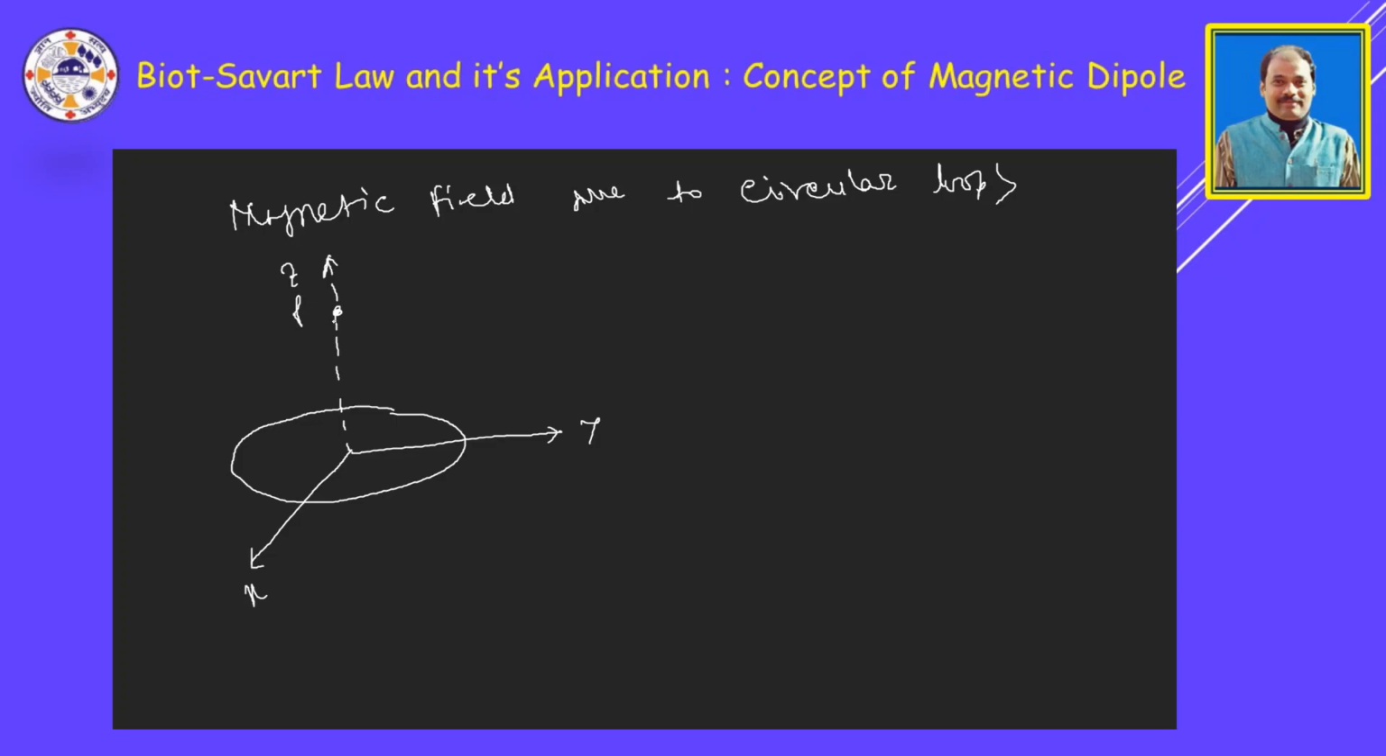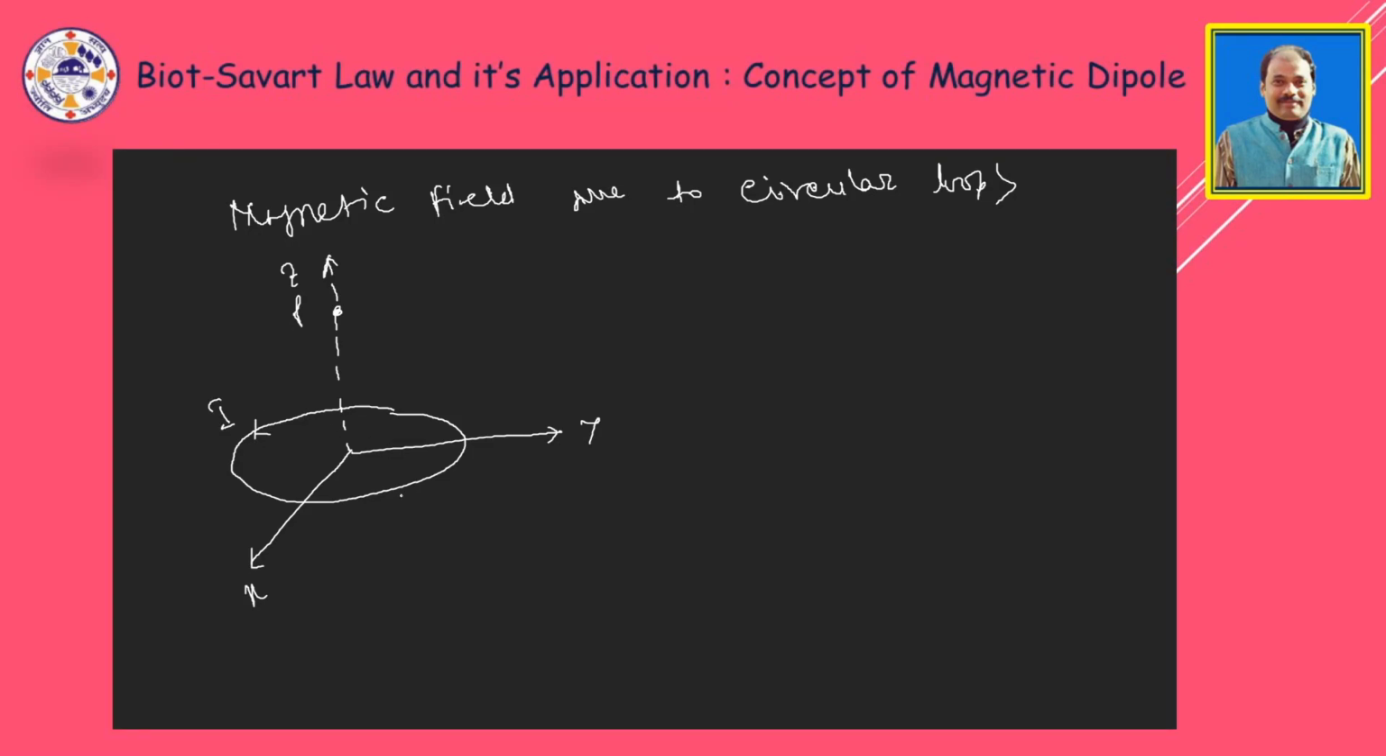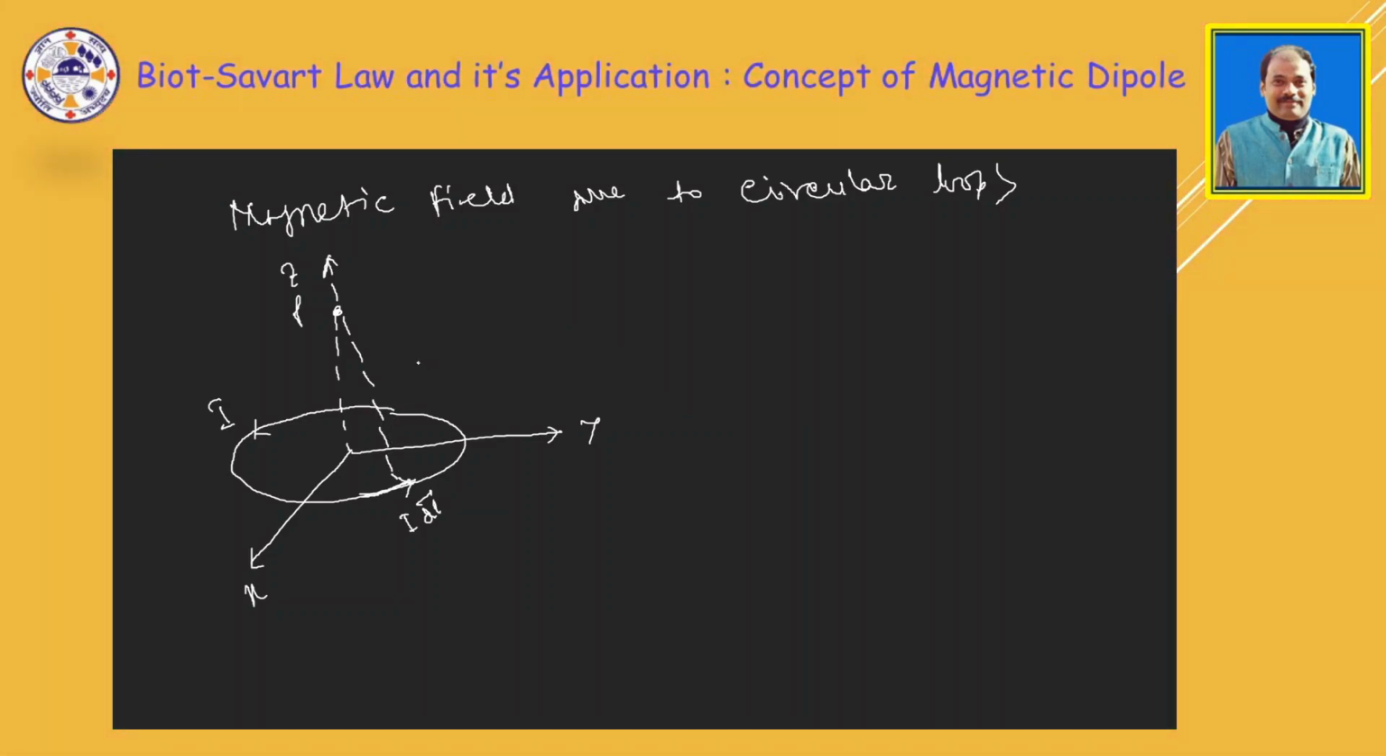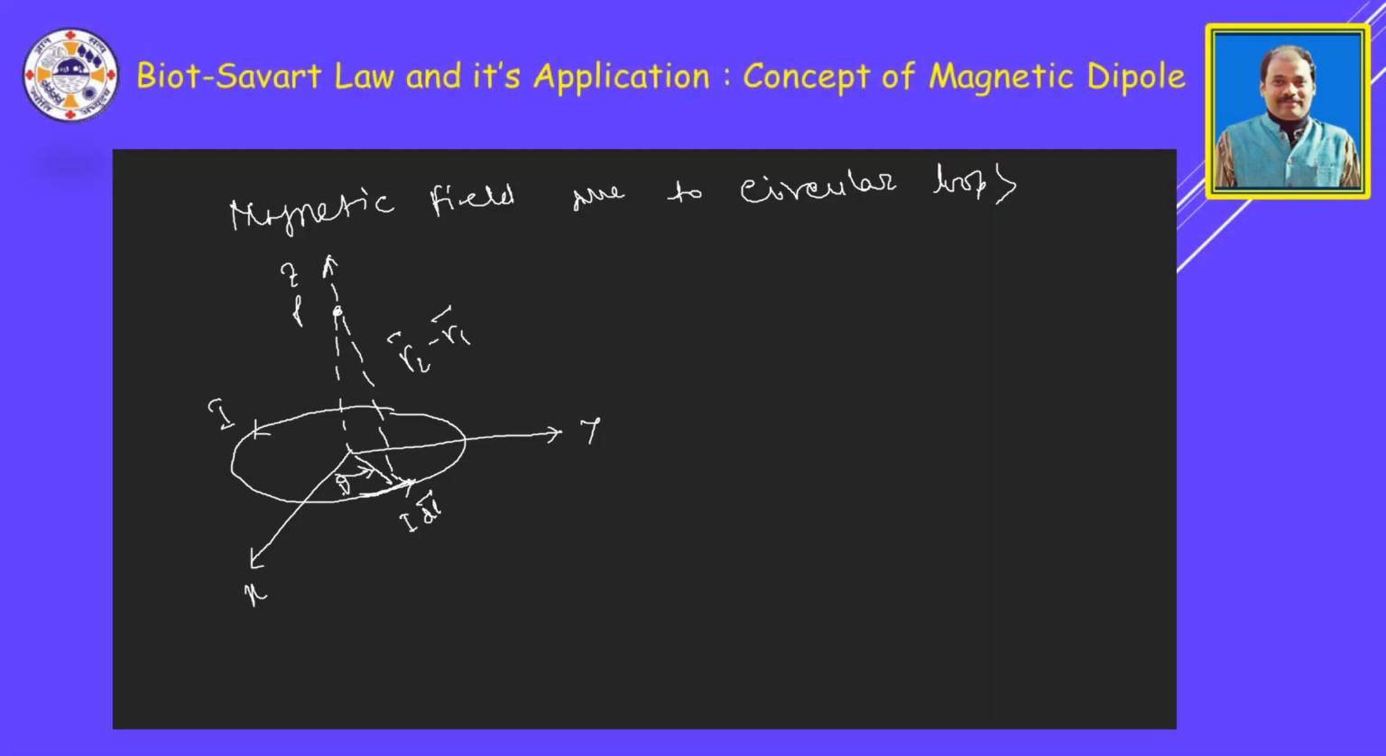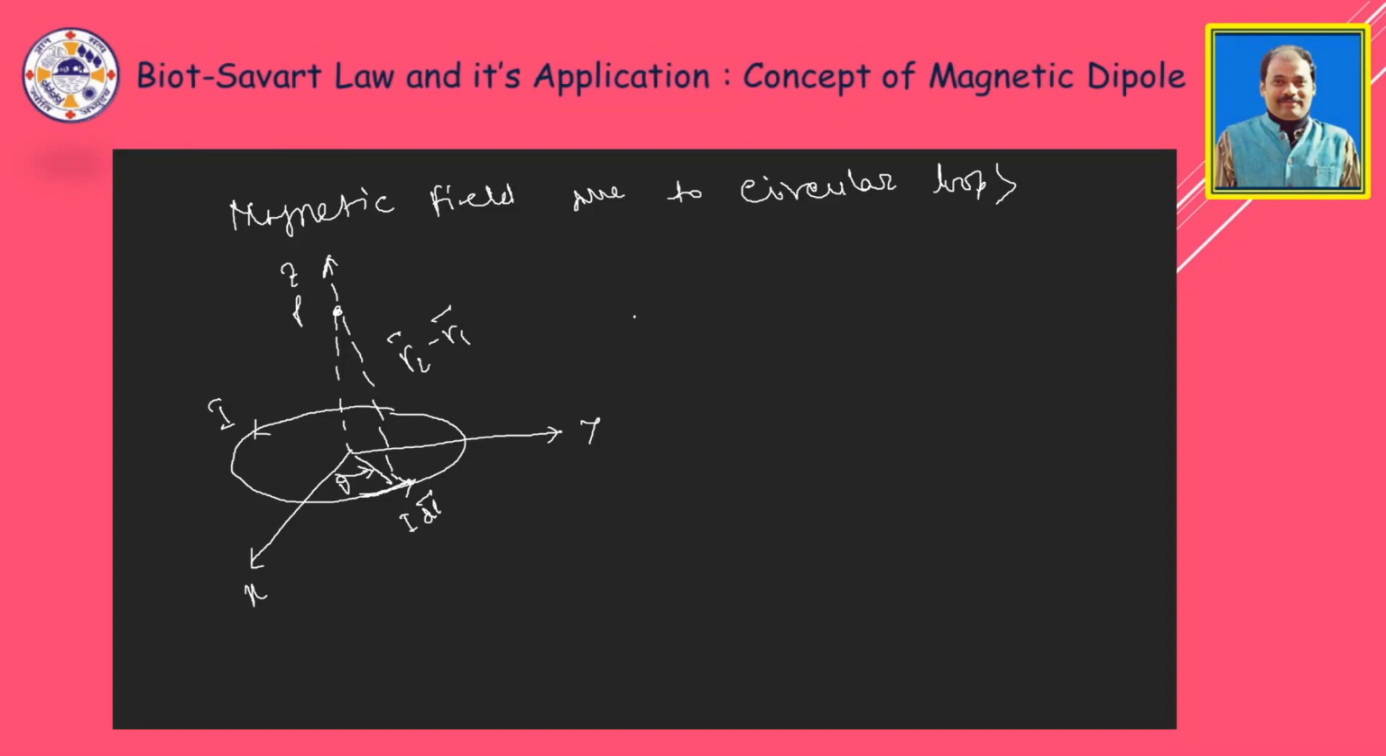Now here is the field point P, and the current flowing through this circular loop is I. So here also we will consider a current element IDL. From the current element, the field point is at a distance R2 minus R1. I am considering the same approach. Now this current element makes an angle theta with the x-axis. Therefore, from the symmetry, I can write first dB is equals to mu 0 by 4 pi I dl cross r hat divided by r square.